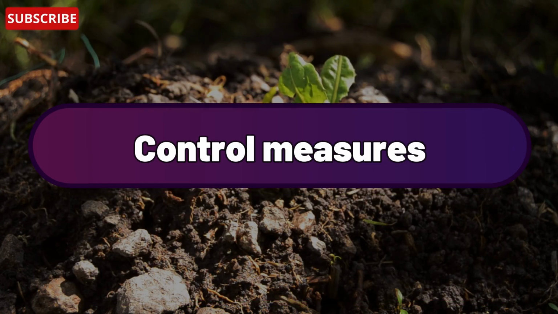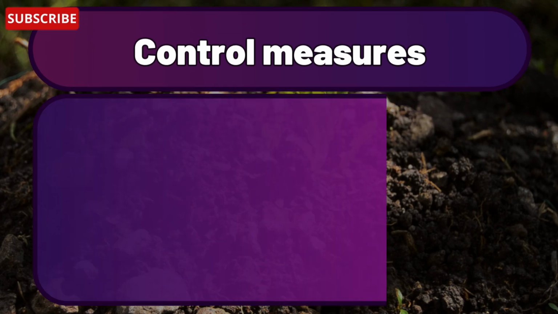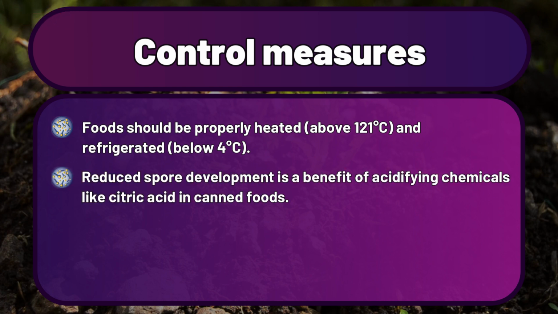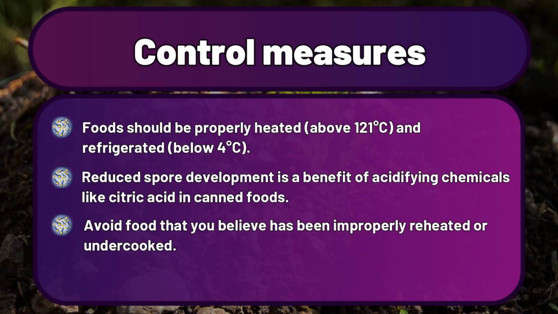Lastly, control measures of botulism food poisoning. Food should be properly heated above 121 degrees Celsius and refrigerated below 4 degrees Celsius. Reduced spore development is a benefit of acidifying chemicals like citric acid in canned foods. Avoid food that you believe has been improperly reheated or undercooked.